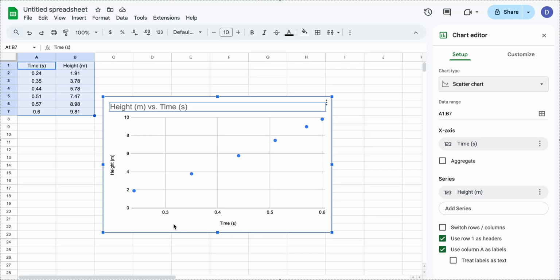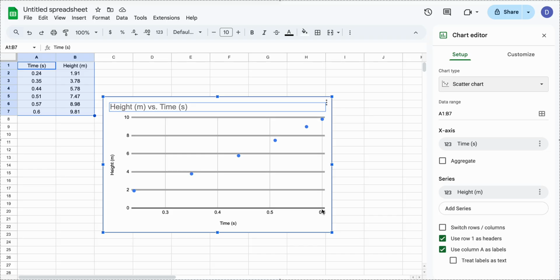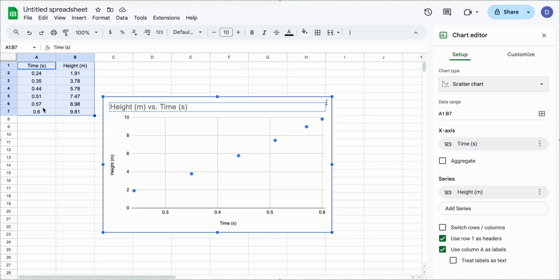Okay, now let's just double check the axis. We have x-axis as time, but let's look at the numbers. So we went from 0 to 0.6. Does that match our time values? Yeah, right? And for height, we went from 0 to almost 10, which makes sense based on the numbers we have. So make sure you do that checking, okay?